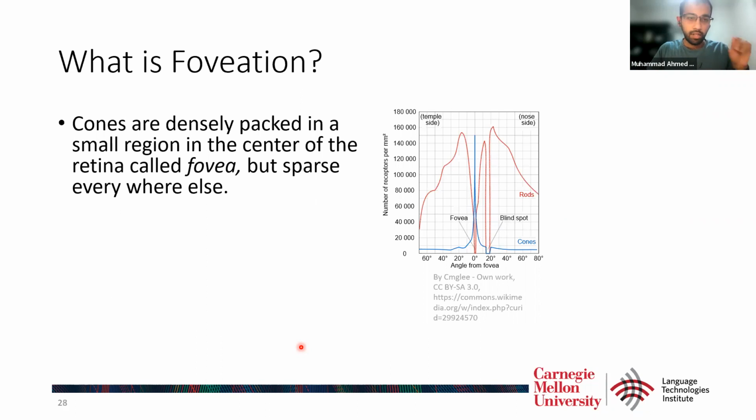So as I said, cones are densely packed in the center of the retina. That's exactly the point where you're fixating, or when you're looking at things. That's the center of your visual field. And then their density, this is represented by the blue line, their density exponentially falls off, and they are not as densely present in other places of the retina. Whereas the rods that are only sensitive to illumination, they are not present in the center of the retina, but they are present in the rest of the retina.